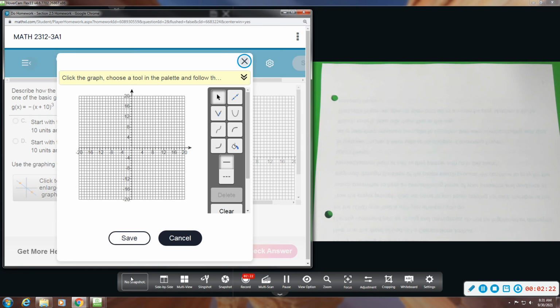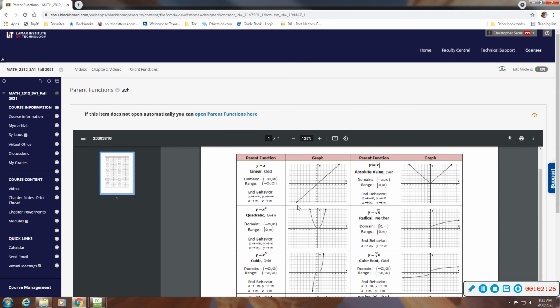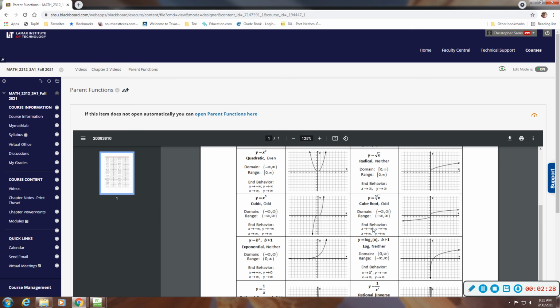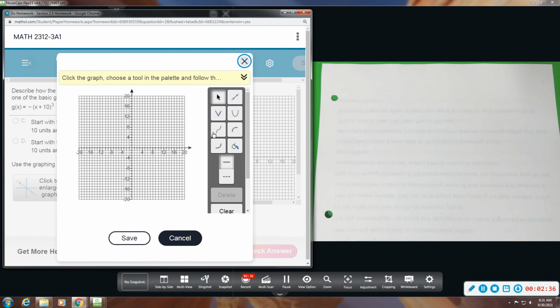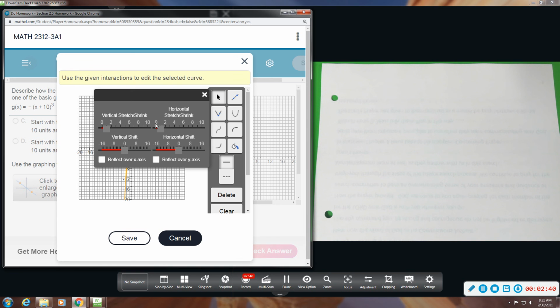So x cubed, you need to know what that looks like. So again, I'm going to go back to the parent functions and show you x cubed. So once you have knowledge of what the graph looks like, that's the one that you will select when you're trying to graph. So that would be this image here. So once you graph it, click it, and then you can tell what to do.